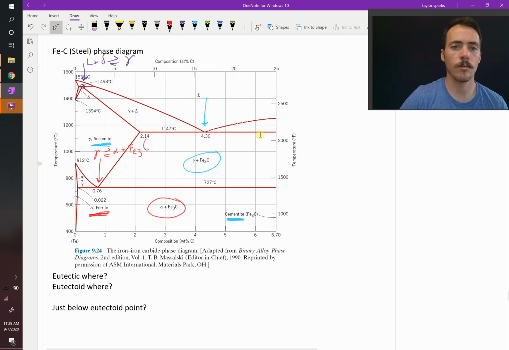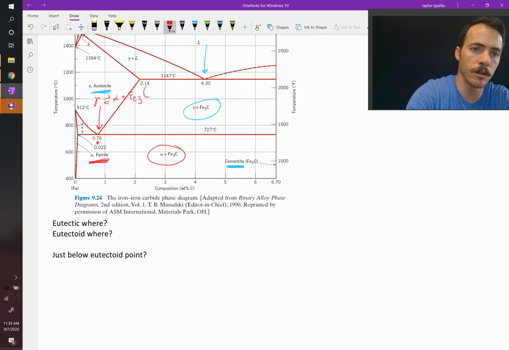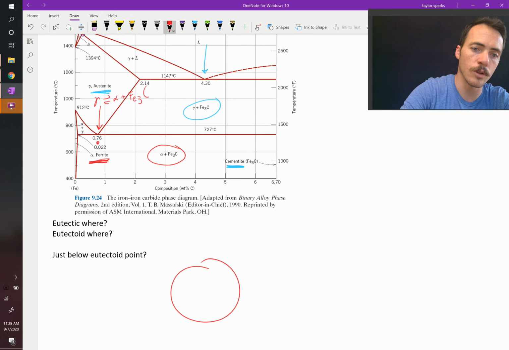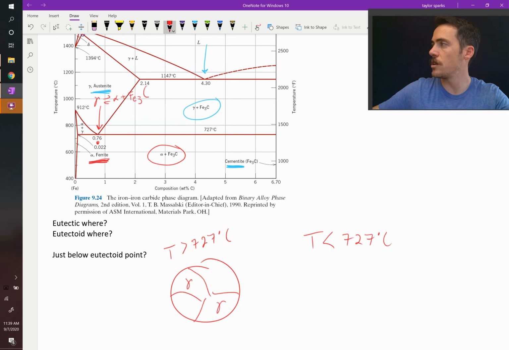Now, if you go just below this point, just across that eutectoid, let's say you were right here, you're going to end up with a structure that's a mixture of ferrite and cementite. And just like before, the eutectic structure forms a lamellar structure, you're going to get the same thing. So just above, at T above 727 degrees Celsius, you're just going to have grains of the gamma phase, austenite, right? But then at T just below 727 Celsius, all of the austenite is going to be gone, because the eutectoid reaction took place.